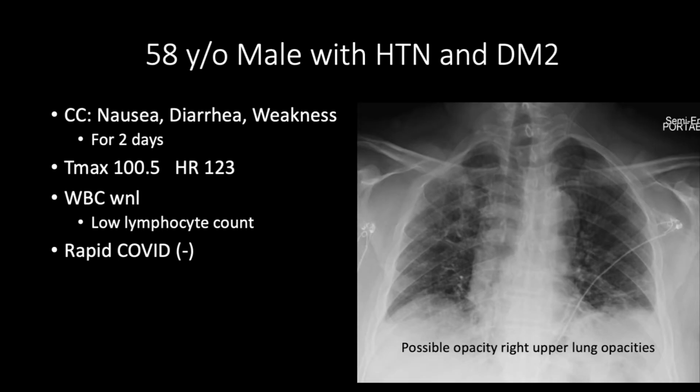All right, here's our next case. This is a 58-year-old male with hypertension and diabetes, complaining of some nausea, diarrhea, and weakness for the last 2 days. He does have a temperature of 100.5 degrees and tachycardic. His white blood cell count was normal, though there is a low lymphocyte count, and his rapid COVID was negative. And this is in the setting of our COVID epidemic. The chest x-ray was a little bit nebulous. It was read as a possible opacity in the right upper lung fields.